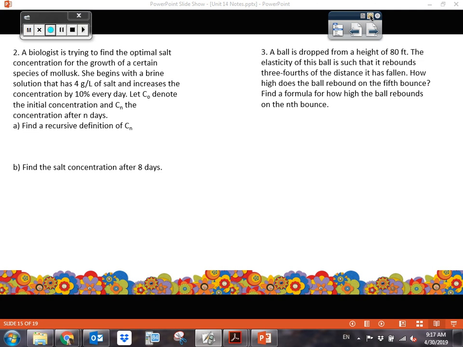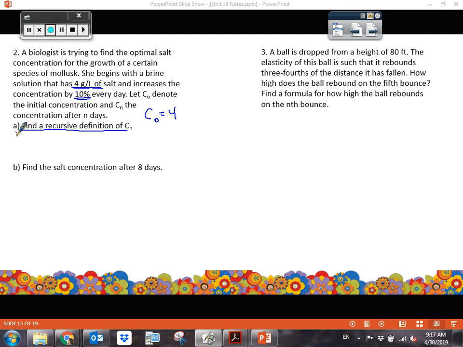So we have a biologist trying to find optimal salt concentration. She begins with a solution of 4 grams per liter of salt and increases the concentration by 10% each day. So increasing by 10% each day. C naught represents the initial concentration, so C naught would be 4. And C sub n is the concentration after n days. And they want us to do recursive.